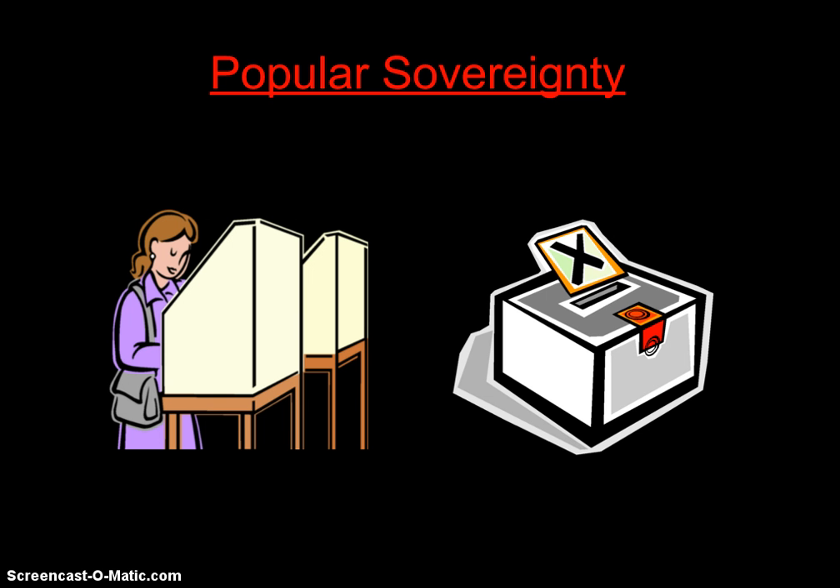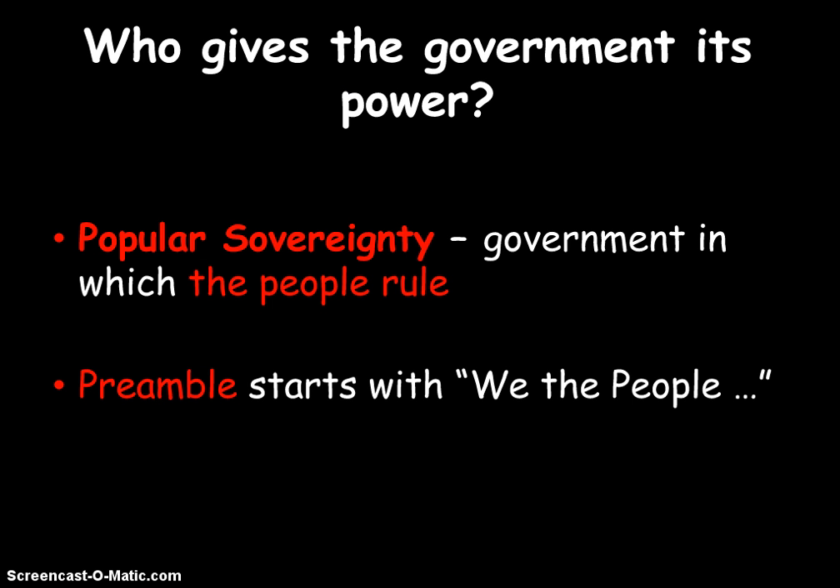The first of these is called popular sovereignty. Who gives the government its power? Let's look at that term there, popular sovereignty. Popular comes from a Latin term which means the people. So popular means the people. Sovereignty is the power to rule. So when we talk about a king or a queen being the sovereign or having sovereignty, we mean that they are allowed to rule. They have the power to rule. So put that together. Popular sovereignty means that the people rule.